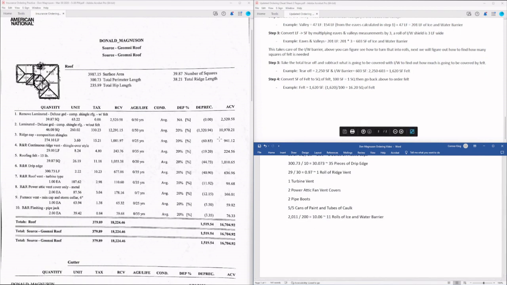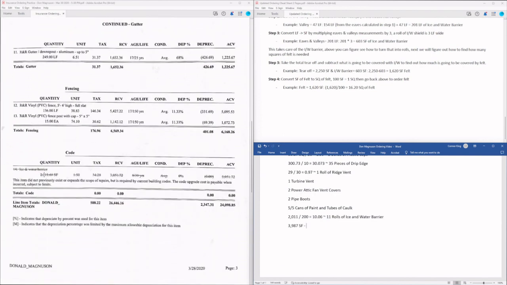So our total tear off on this roof is 3,987 square feet, and we're going to subtract out the 2,011 square feet of ice and water barrier that we can see on line item 14 that's going to be covered, so that we can figure out how much is actually covered by the felt. So that leaves us with 1,976 square feet of felt.